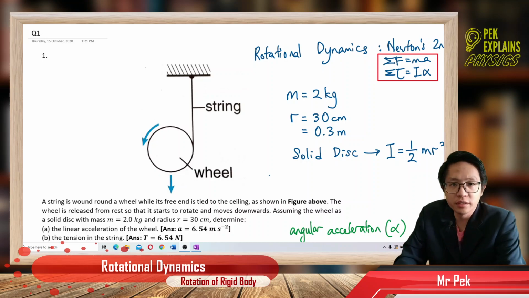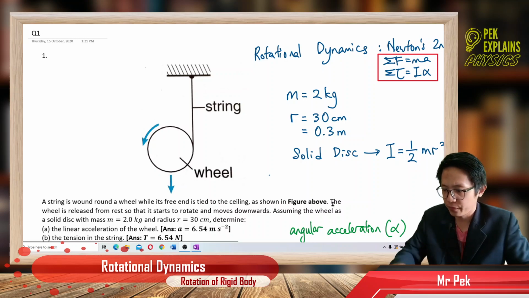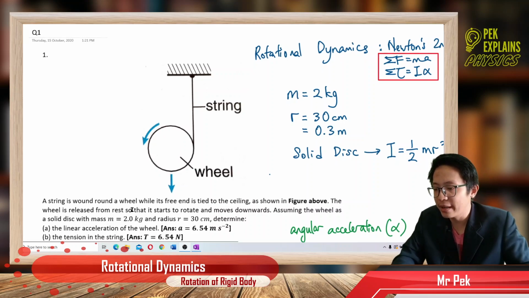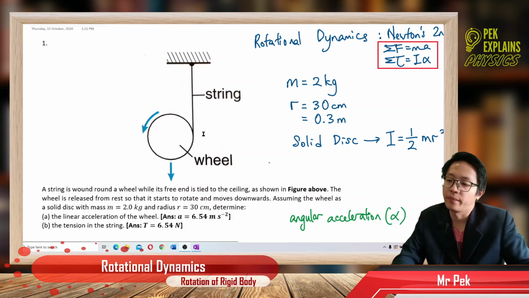Okay, rotational dynamics. First question. A string is wound round a wheel while its free end is tied to the ceiling as shown in the figure above. The wheel is released from rest so that it starts to rotate and moves downwards. Assuming the wheel as a solid disc with mass 2 kg and radius 30 cm, determine the linear acceleration of the wheel, the tension in the string.